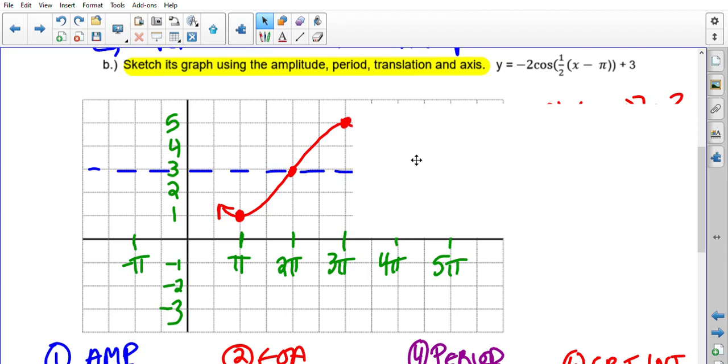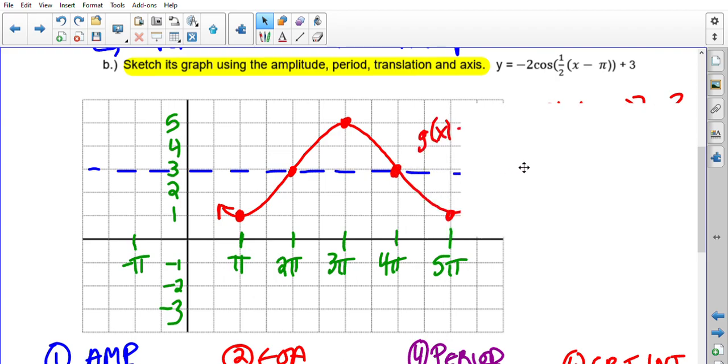I'm going to jump another pi units, and I'm going to be at the equation of the axis again, right? Because we're doing an upside down shape here now. So I know I'm back at 3. And then I'm going to shift another pi, and I should be back at my starting position, which is at the minimum of 1. And that is how you draw a cycle using characteristics.